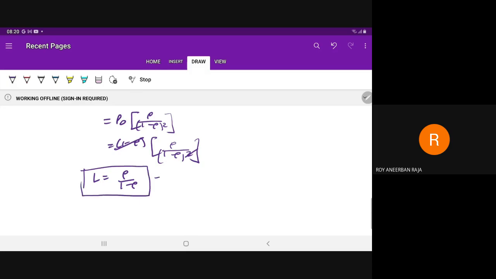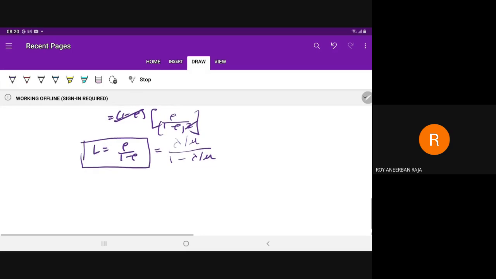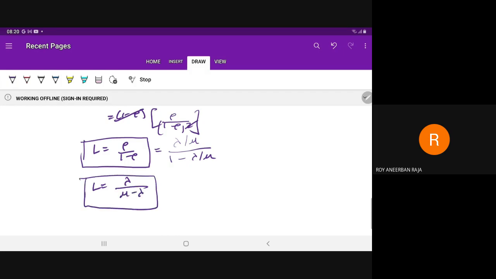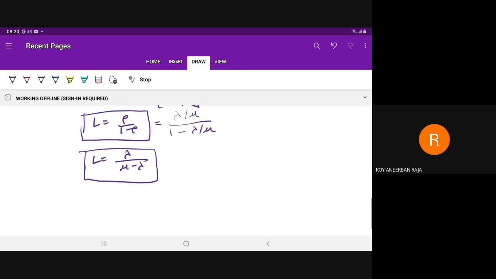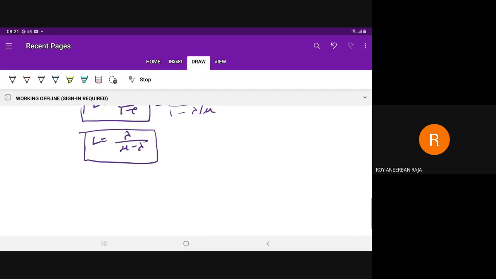And when we put the value of rho as lambda upon mu, L will become lambda upon mu minus lambda. So that is another formula for L in terms of the arrival rate and the service rate. That is your L, the expected number of customers in the system for the M/M/1 FCFS infinite queuing model.